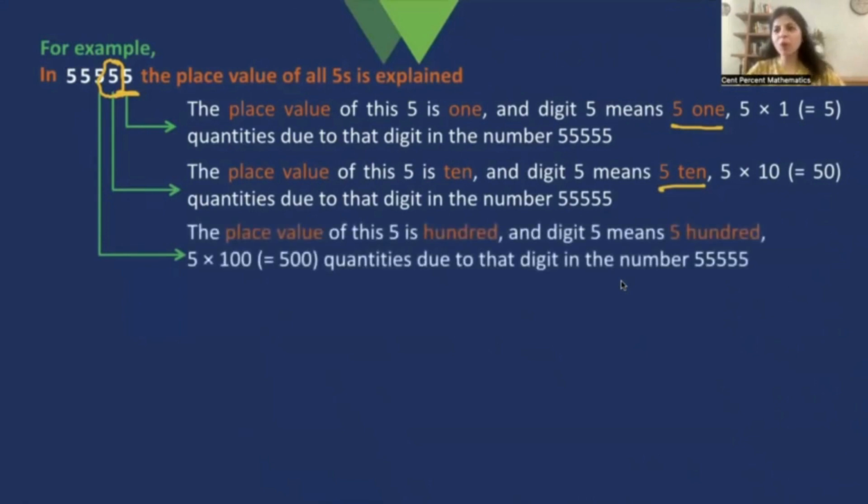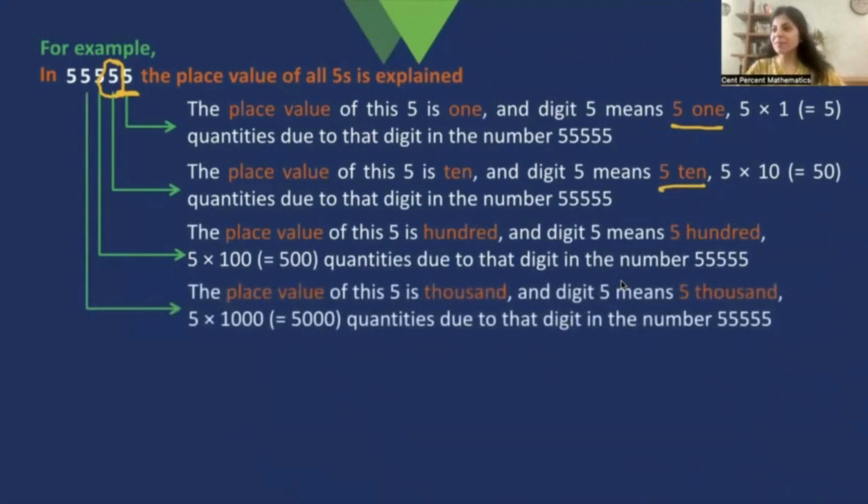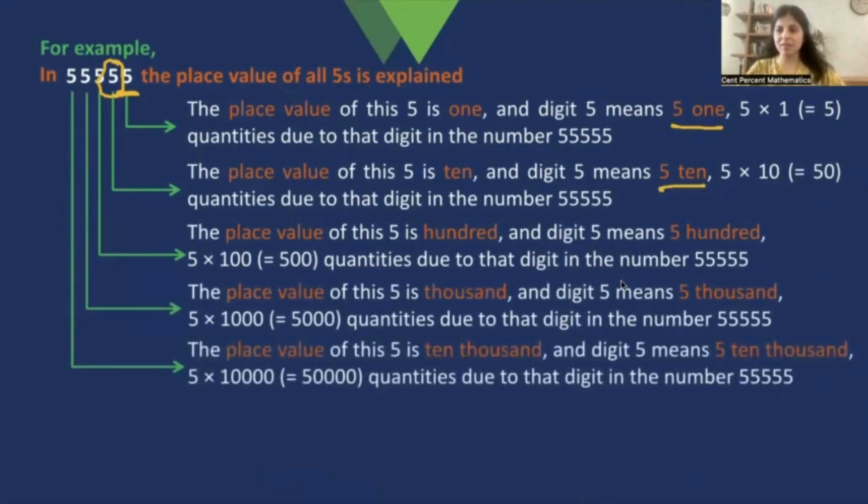And now I'm sure you would all be able to guess it right, that the next place value of 5 is 5 thousands. And the last one is 5 ten-thousands. So that's how we define the place value and the face value of any digit. Place value defines the position of that digit at a particular place, whereas face value is the value of the digit itself.